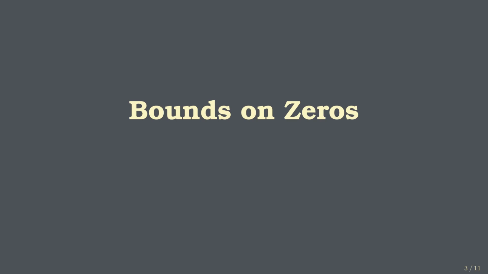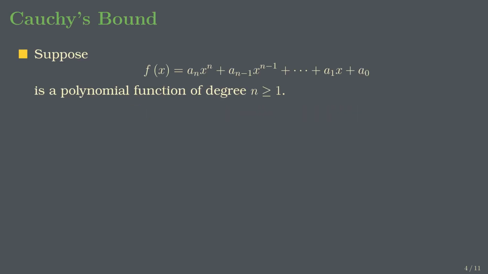Remember that a polynomial function of a given degree has only a finite number of zeros. So actually, there are upper and lower bounds on the zeros of a polynomial function. The first thing that we talk about is the Cauchy bound of polynomial functions. It is determined by the coefficients of the polynomial function itself.